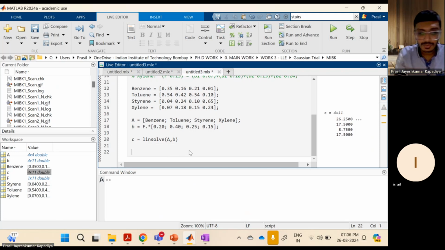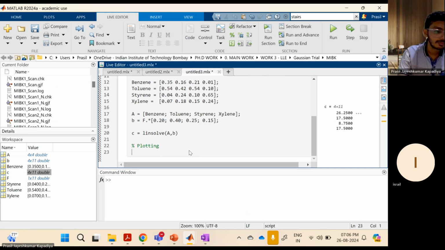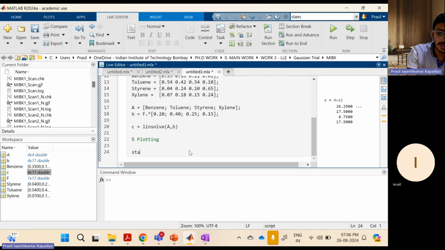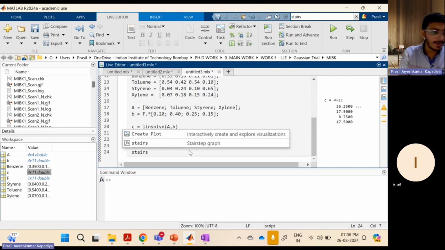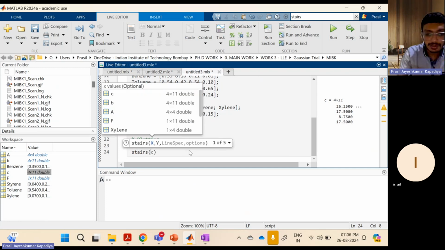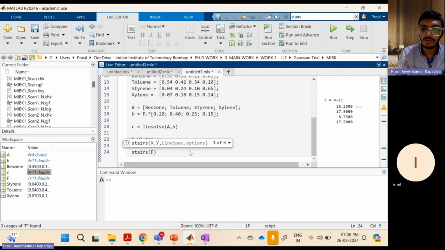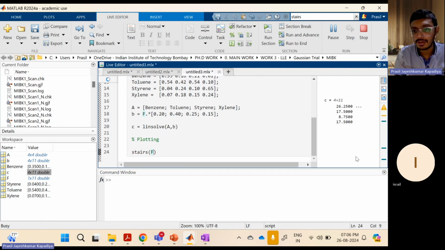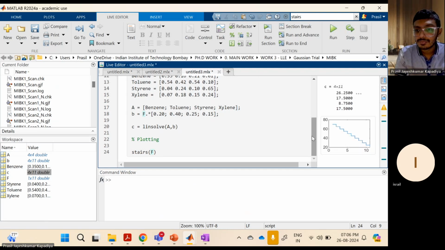Let me comment it with plotting. So let's say I'm writing stairs. I am first plotting my flow rate. So stairs of F. I just need to write down F. So let's see what we are getting. See, it is like this. First it was 70, then 65, then 60, like that it is reducing.